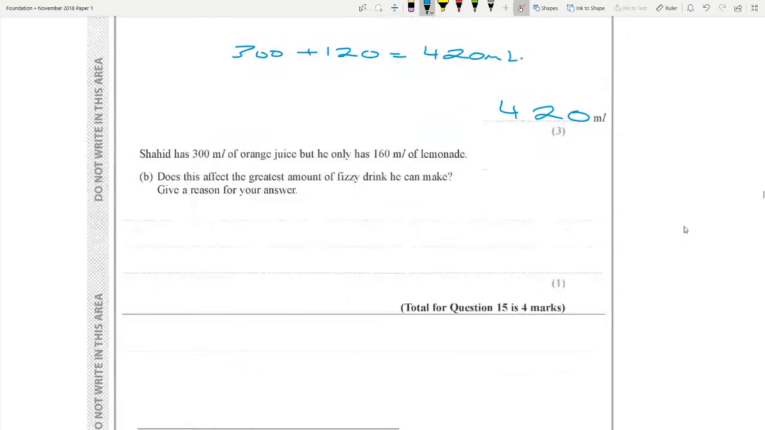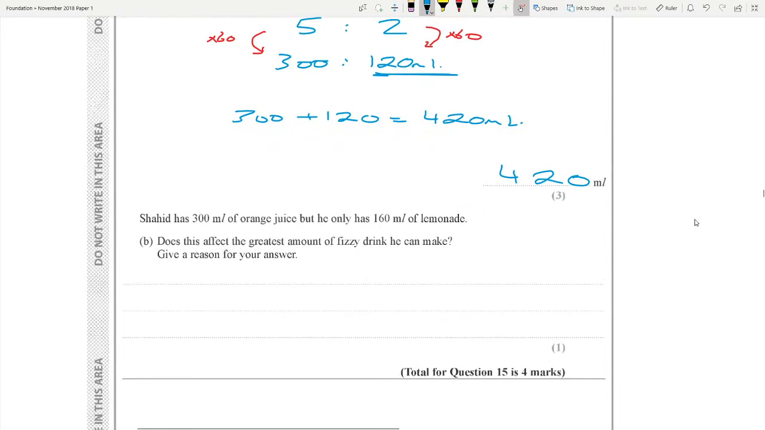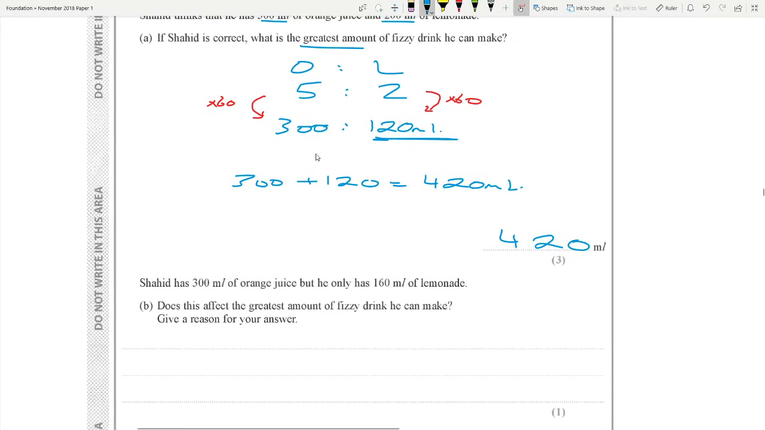Okay, moving down. Shahid has 300 milliliters of orange juice, but he only has 160 milliliters of lemonade. Does this affect the greatest amount of fizzy drink he can make? Now, we've seen from the previous part A that for 300 milliliters of orange juice, he only needs 120 milliliters of lemonade. That 160, that 40 extra, is not needed anyway. So does this affect the greatest amount? The answer is no.